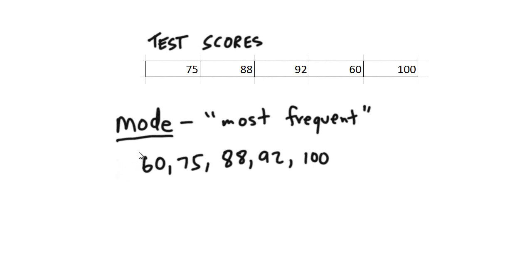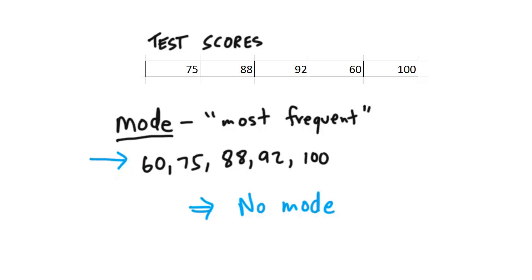Alright, the third measure of central tendency is the mode, and we refer to that as the most frequent. And looking at our data set, after we put the numbers in order, right, we have a 60 here, a 75, an 88, a 92, and a 100. And they're all different, so there are no repeats. Okay, so if that's the case, we can say that there's no mode for this data set.